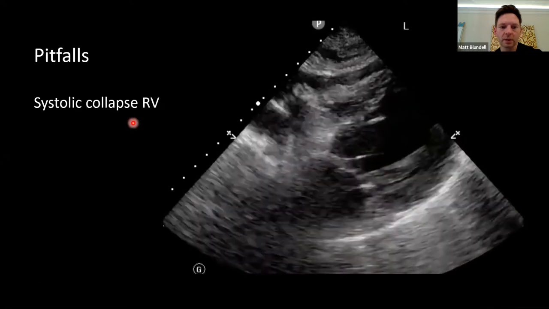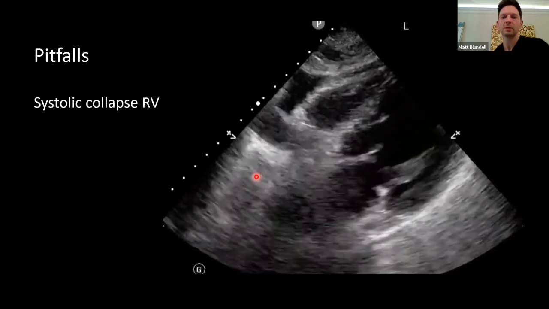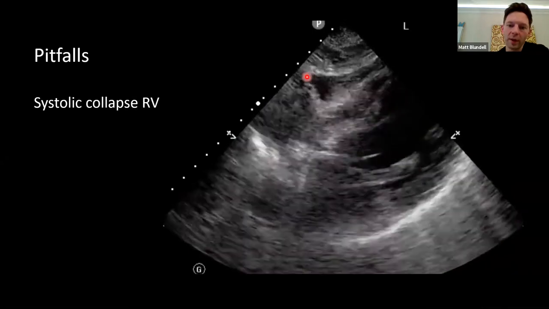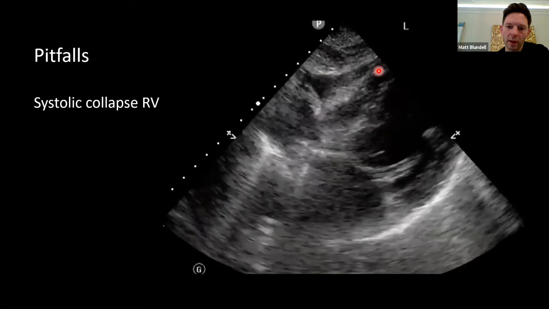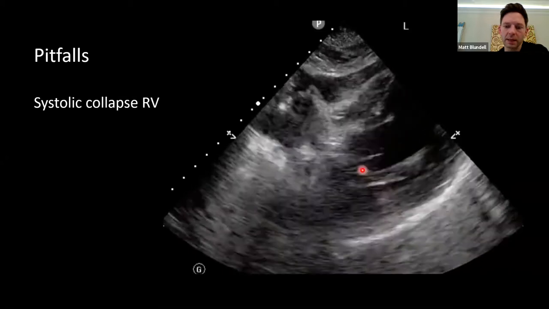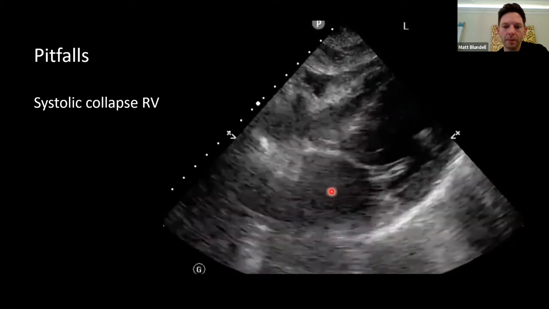This is systolic collapse of the RV, and you often see this in patients who are really hypotensive or who have a very hyperdynamic heart. So although, yes, this patient does have free fluid around the heart, and yes, they do have right ventricular collapse, it's in systole, not diastole. So that would not be tamponade.